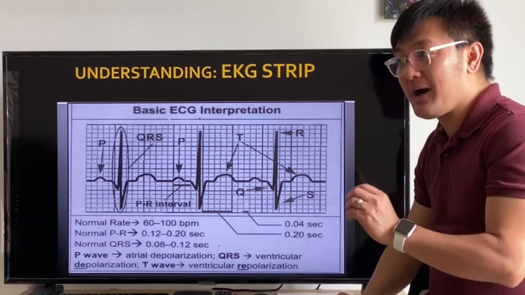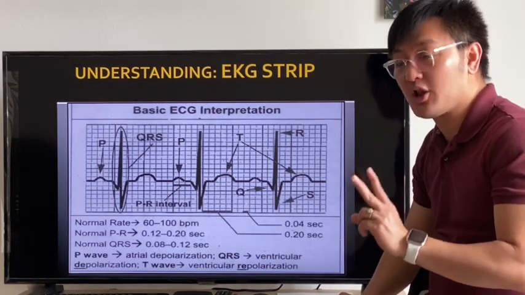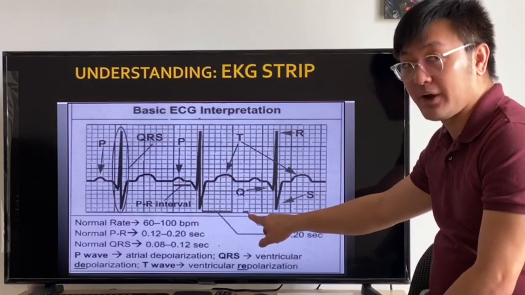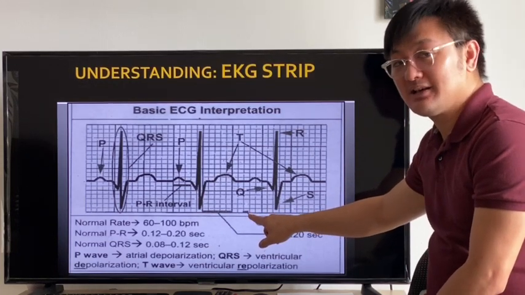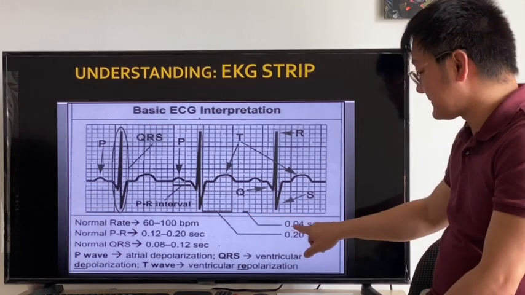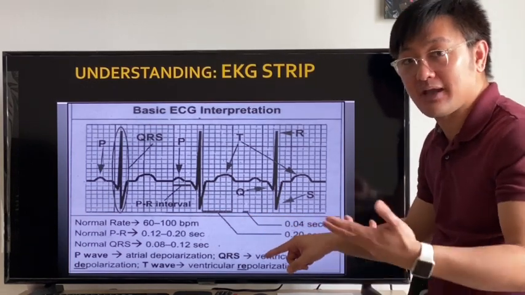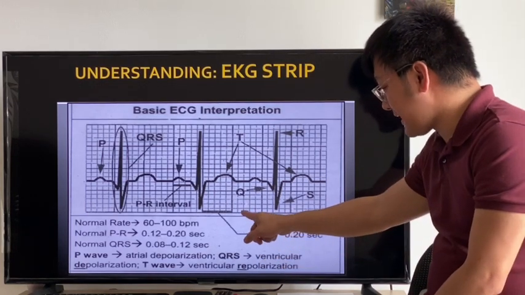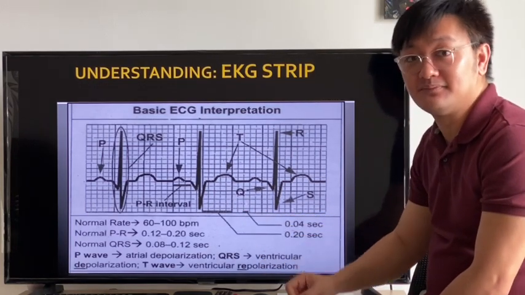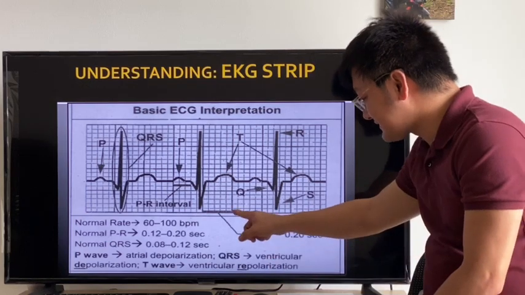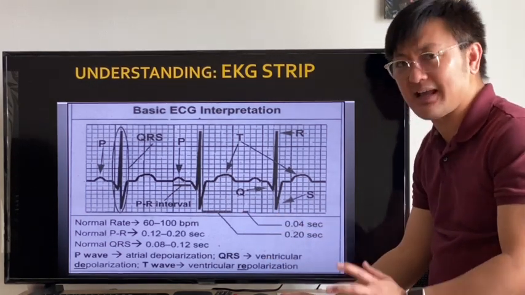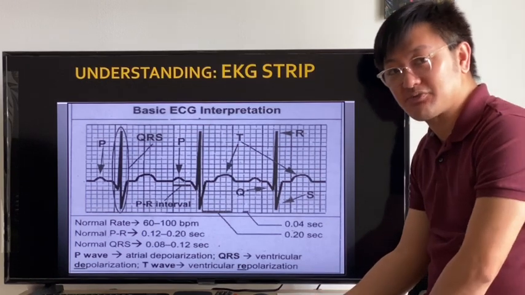Okay, what about if we have two small boxes? Two small boxes would mean 0.08. Am I right? Why 0.08? Because 0.04 multiplied by 2 will give you 0.08. If you have three small boxes, that will be 0.12. Am I right? If you have five small boxes, that will be 0.20 second. Please don't forget that. That is so essential in your ECG reading.